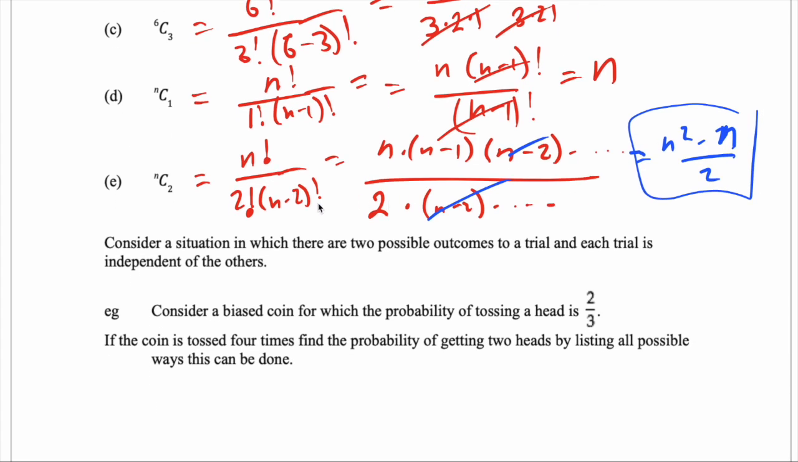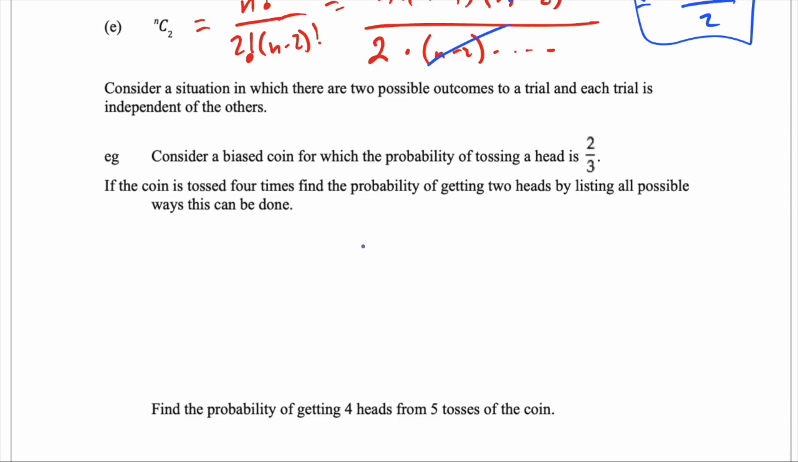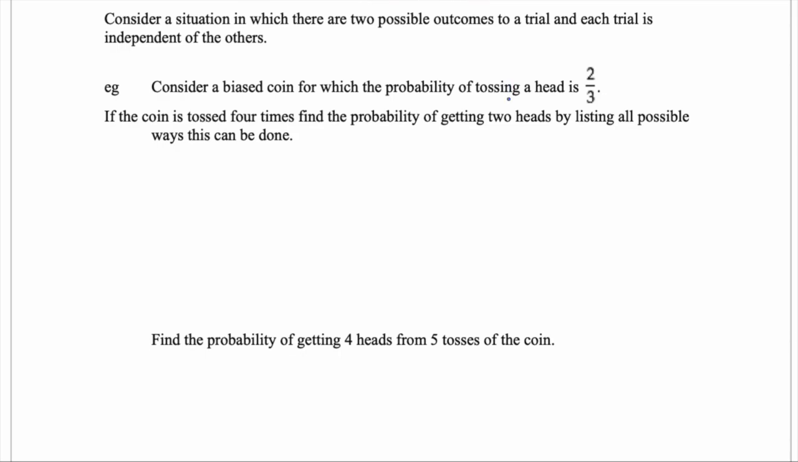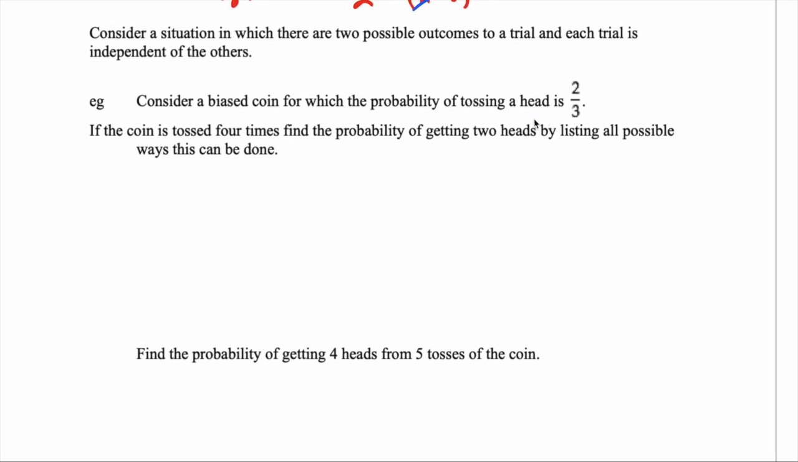Okay, anyway, moving on, let's look at some actual binomial probabilities. Consider a situation in which there are 2 possible outcomes to a trial. Consider a biased coin for which the probability of heads is 2/3. Of course that means tails is 1/3. I'm just going to call it not heads.